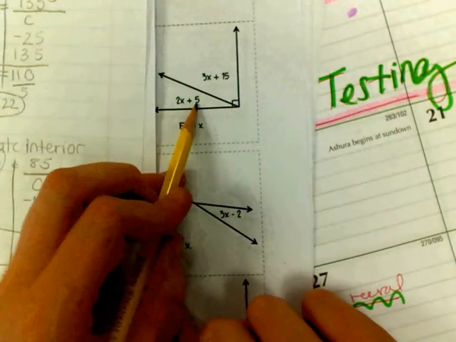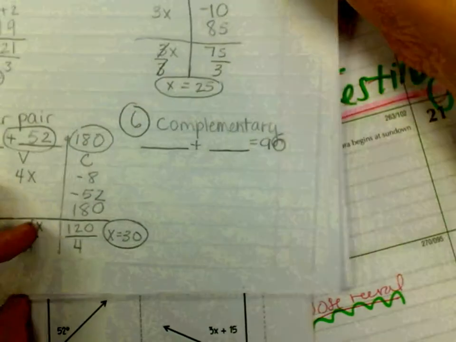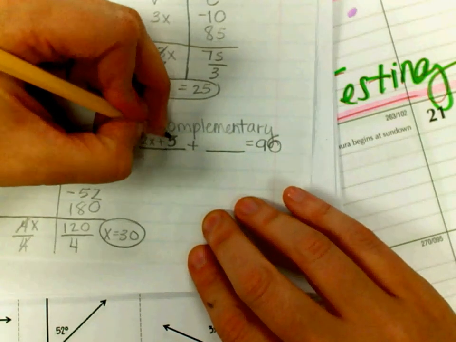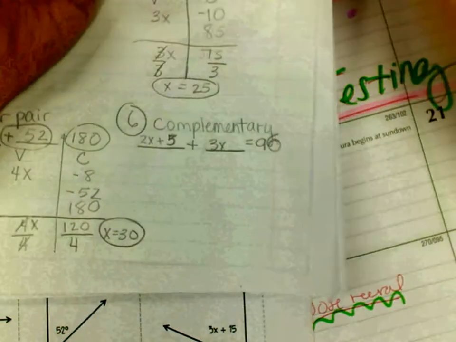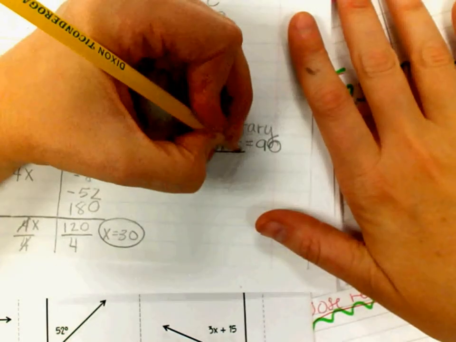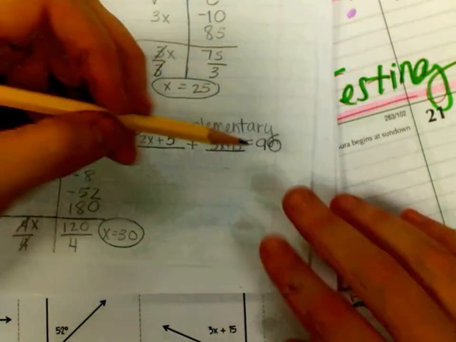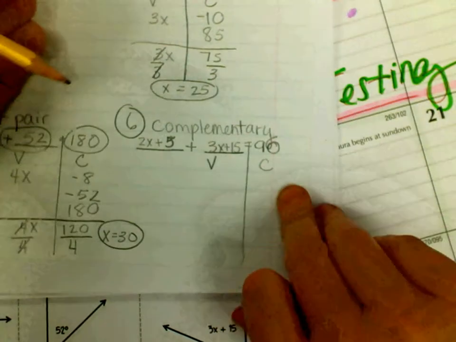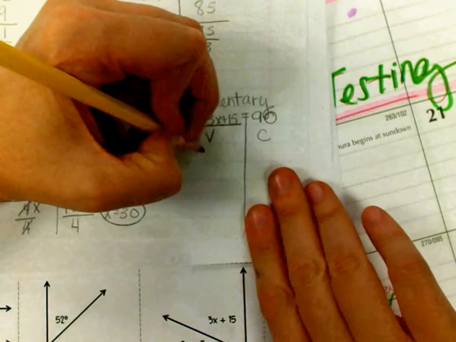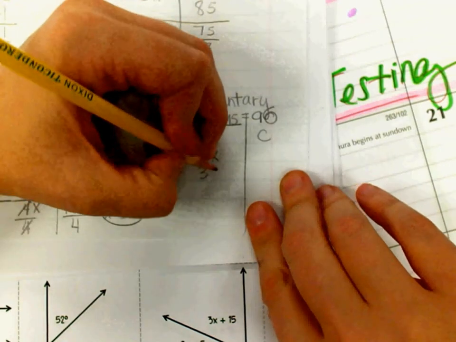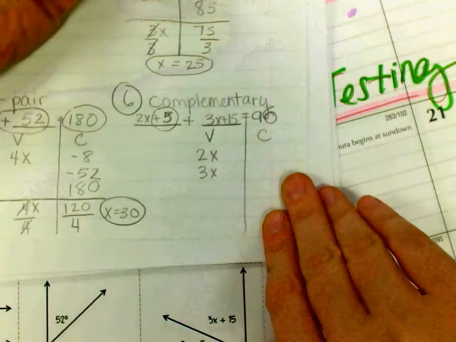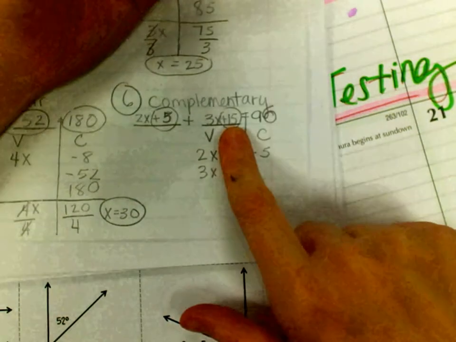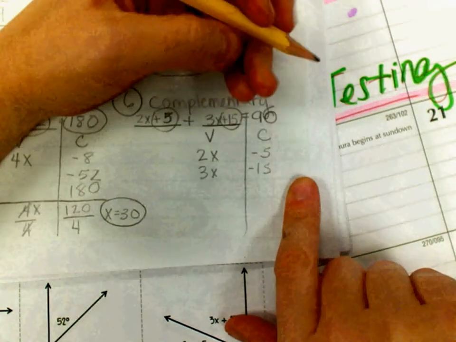My blanks are 2x plus 5 and 3x plus 15. So you just rewrite it. 2x plus 5 and 3x plus 15. Okay. Variables, constants. All right, I actually have two variable terms on this one. I have 2x and 3x, both positive. And then my constants, positive 5, but it becomes negative over here. Positive 15, but it becomes negative over here. And then 90.